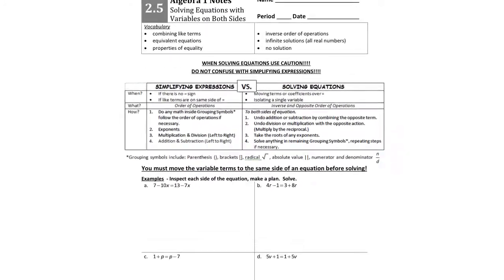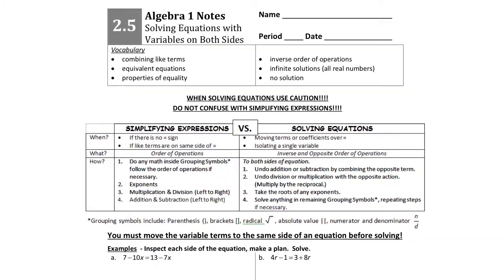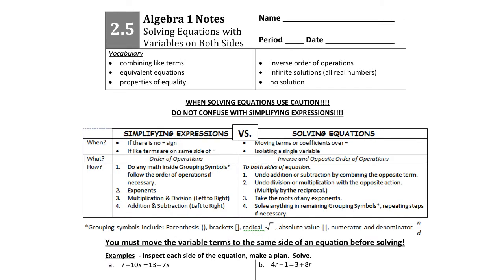Let's take a look at our notes this time. You'll see they look amazingly similar to what we've been seeing all along. We have some new vocabulary here: combining like terms, equivalent equations, properties of equality are still the same, inverse order of operations, but now we've got two new ones that are also very important to this lesson. We might have a solution where we've got infinite solutions or all real numbers. There's also a possibility of getting an equation with no solution at all.